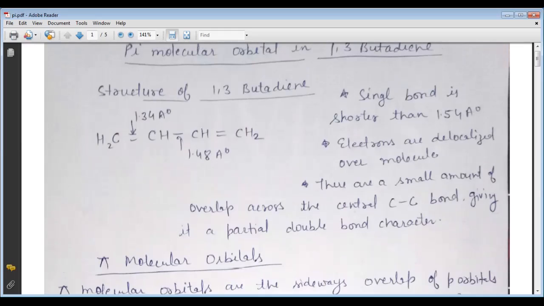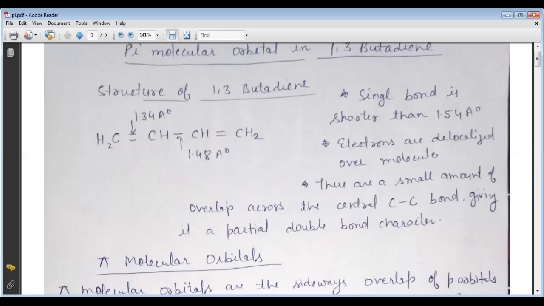ठीक है, वही बना सकते हैं. So pi molecular orbitals are formed by addition overlapping, and for the addition overlapping there is the formation of the bonding molecular orbital, or we can say the same phase is present. And if the subtraction overlapping is present, it means there is the formation of the antibonding molecular orbital. It means the different phases are present.